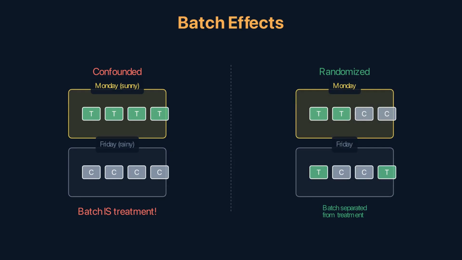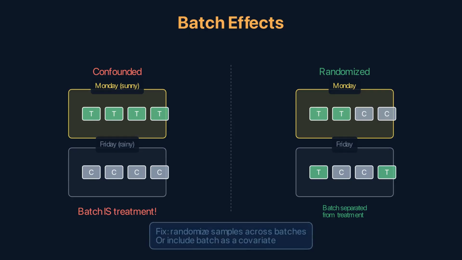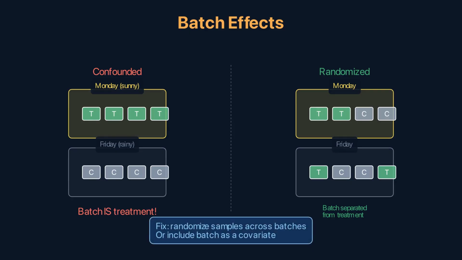The fix: randomize samples across batches. Or, if you can't, include batch as a covariate in your model. ComBat and limma's removeBatchEffect exist because this problem is ubiquitous.